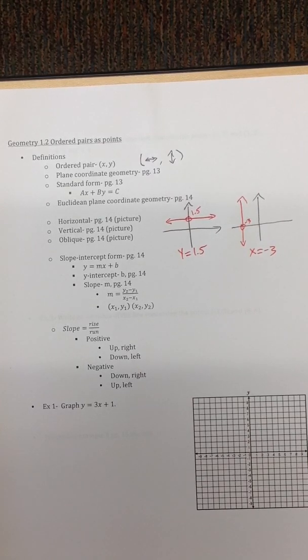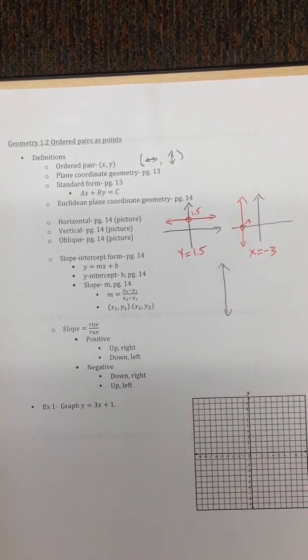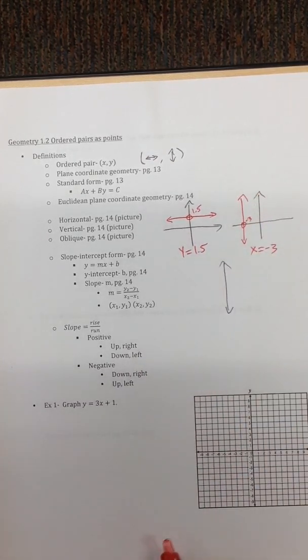Now an oblique line would just be a diagonal line. So it could go any way. Which way does theirs go? Oops, I didn't draw the other one in, did I?